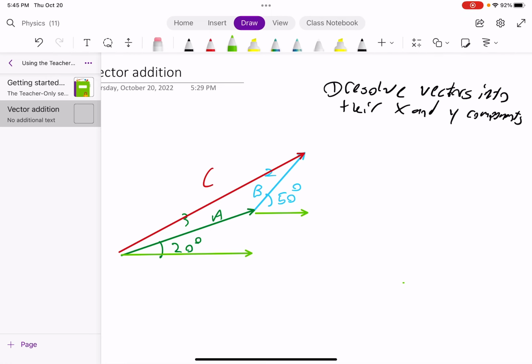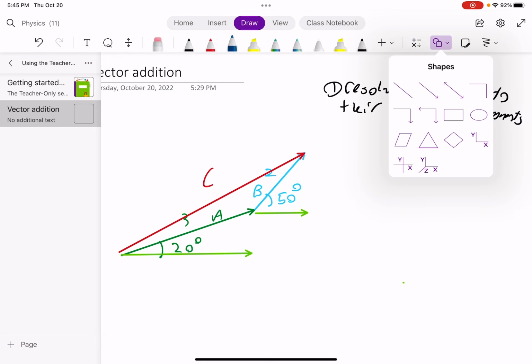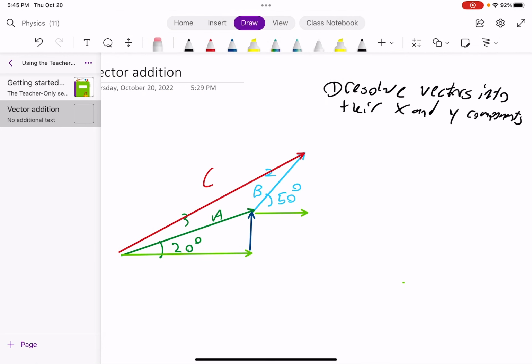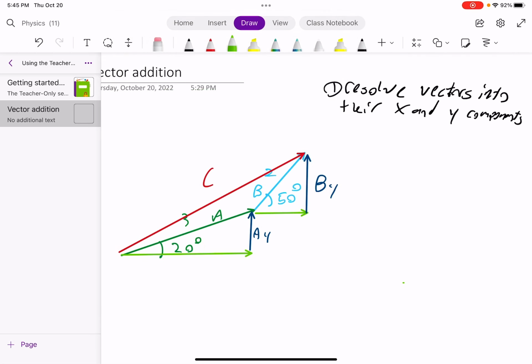We are going to find the length of the y component of vector A, and the length of the y component of vector B. Let me just label this. This is BY, this is AY. This over here is BX, and this is AX.